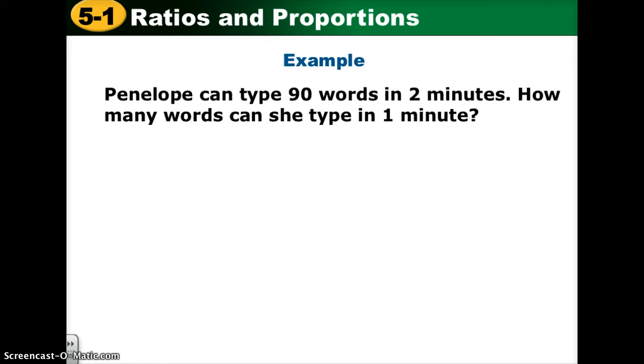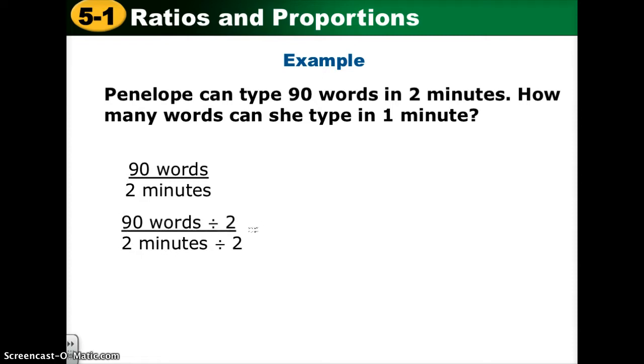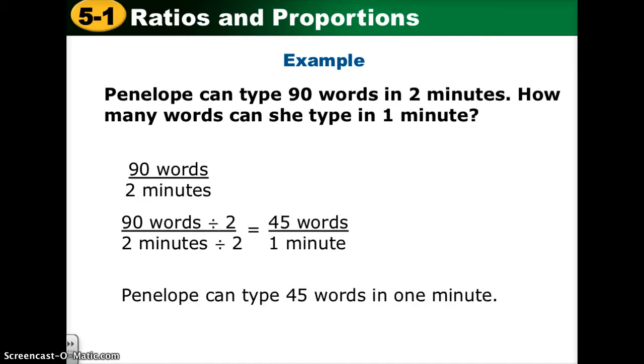Penelope can type 90 words in 2 minutes. How many words can she type in 1 minute? Now we have 90 words per 2 minutes as a rate. We want that to be a unit rate, so we divide by 2. And Penelope can type 45 words per 1 minute.